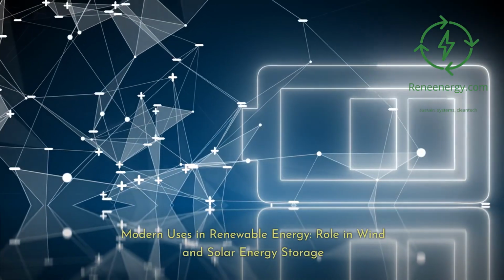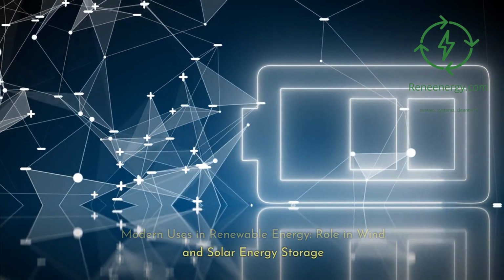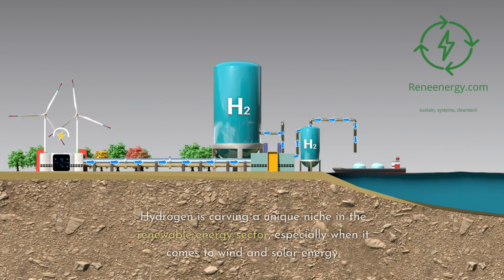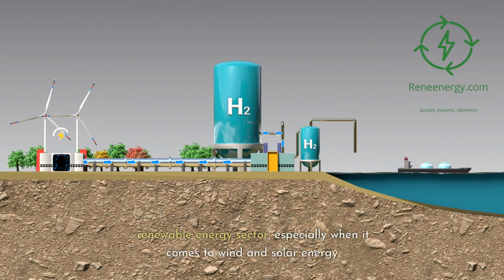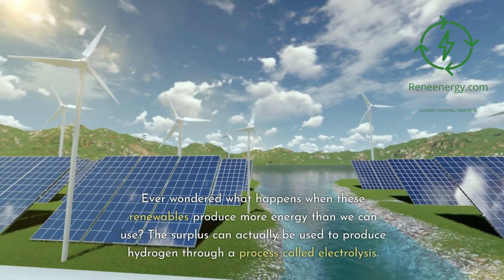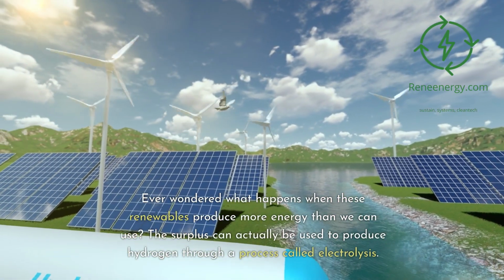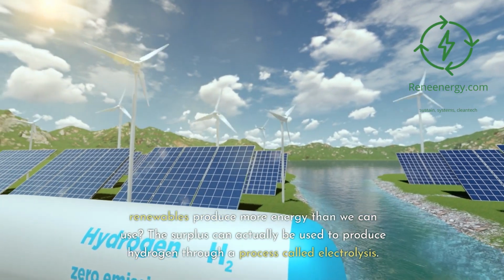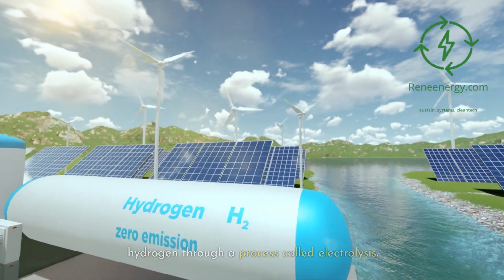Modern uses in renewable energy: role in wind and solar energy storage. Hydrogen is carving a unique niche in the renewable energy sector, especially when it comes to wind and solar energy. Ever wondered what happens when these renewables produce more energy than we can use? The surplus can actually be used to produce hydrogen through a process called electrolysis.